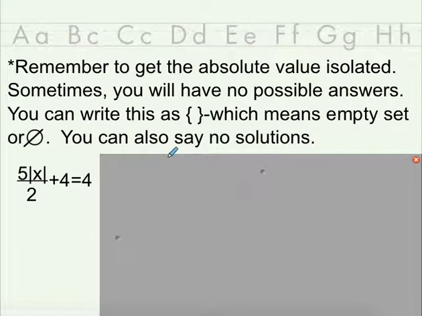Okay. So once again, just to say that a little bit again, sometimes we'll have no possible answers. We can write it just like I did, no solutions, or we can use this symbol, or we can use an empty set symbol.